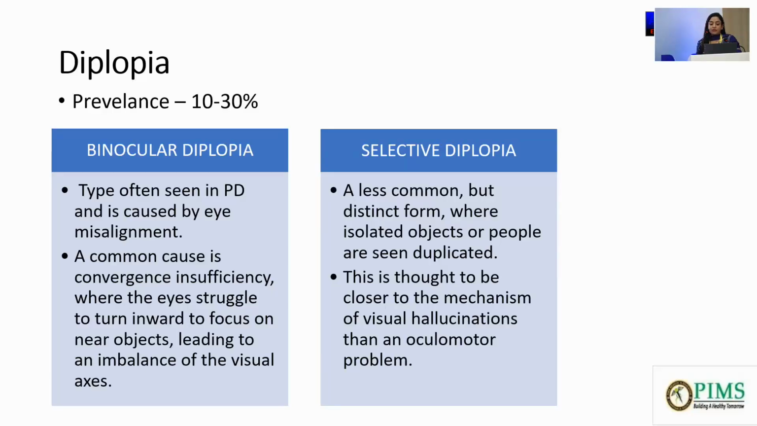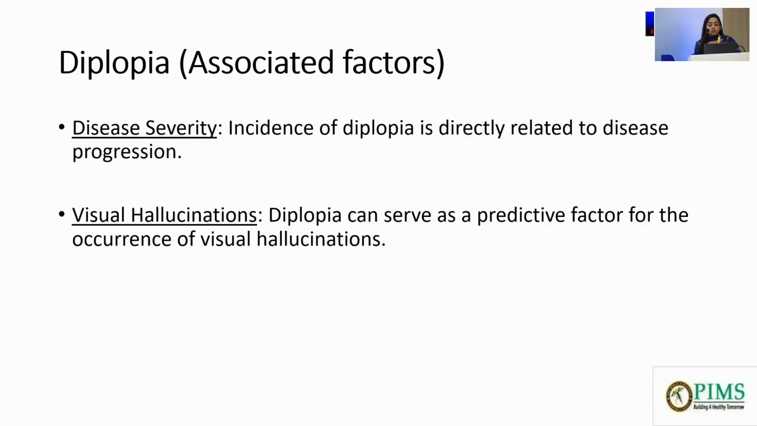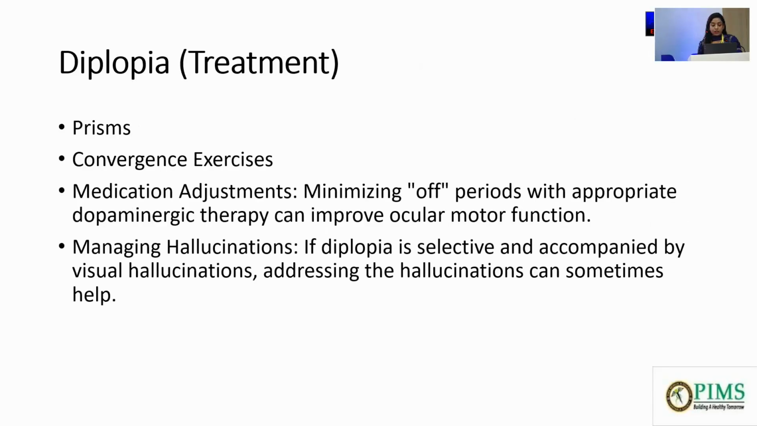Selective diplopia, which is distinctly seen in these patients, it is where isolated objects or people, they are seen duplicated and the patient does not always see double. So this is thought to be closer to the mechanism of visual hallucinations rather than an oculomotor problem. So the incidence of diplopia is directly related to the disease progression, and diplopia can also serve as predictive factor for the occurrence of visual hallucinations.